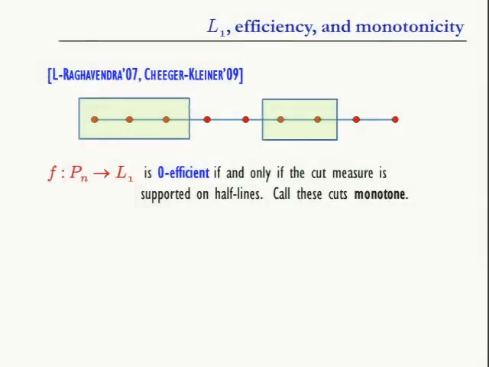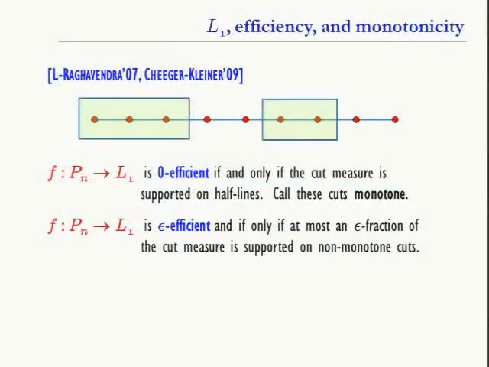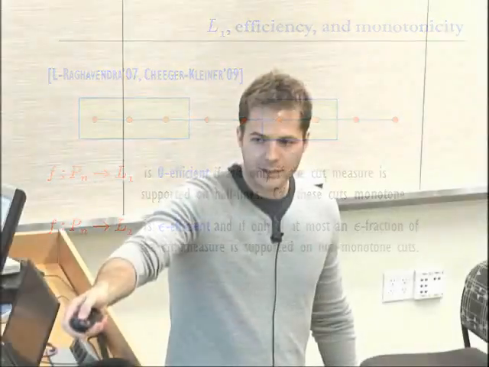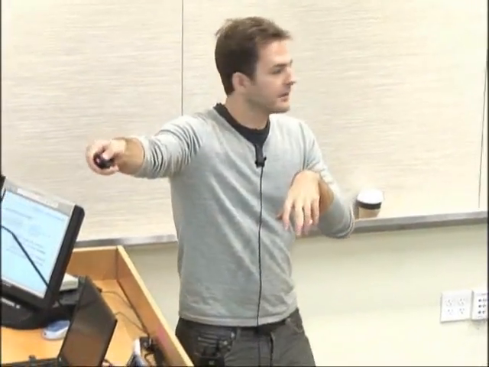And in fact, you can see that this cut is not efficient. The distance in this cut between the endpoints is 1, but if I go along the edges, I count 3, the distance is 3. Okay? So that's the exact version. And now the almost version, which just follows from exactly what I said, is that a map is epsilon efficient if at most an epsilon fraction of the cut measure is supported on these bad cuts. And all the other cut measure has to be on good cuts.